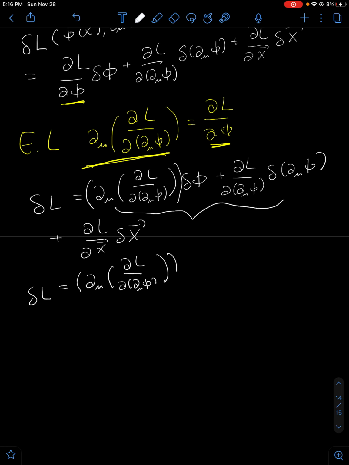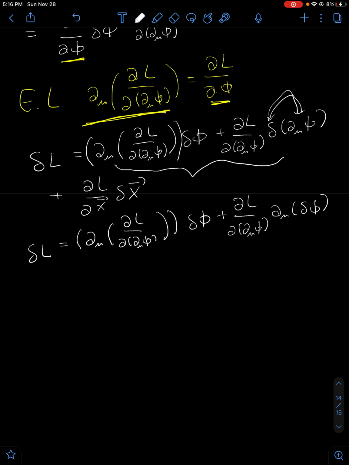And say, we can just move this delta inside of these parentheses now. So we can just move this in front, and we'd have instead partial mu of delta phi. So all we're doing here is we're just moving this delta in front, so we have partial mu of delta phi. Okay.